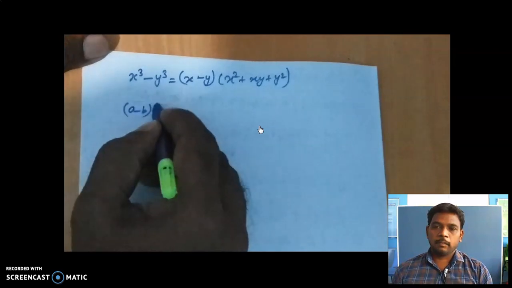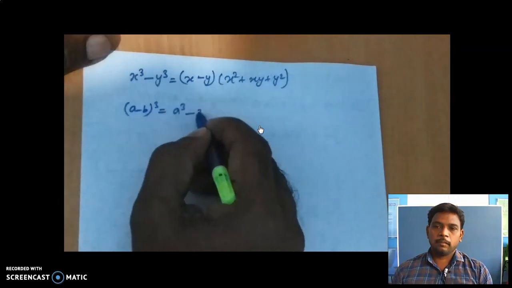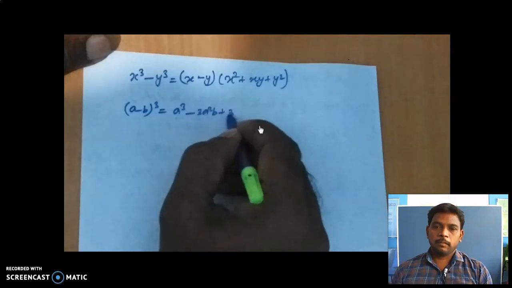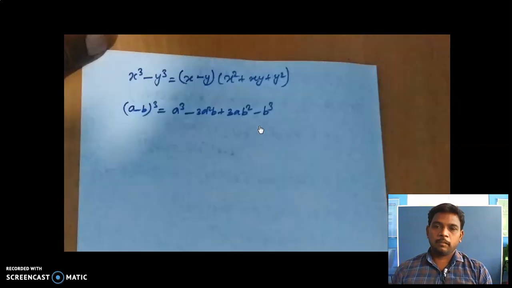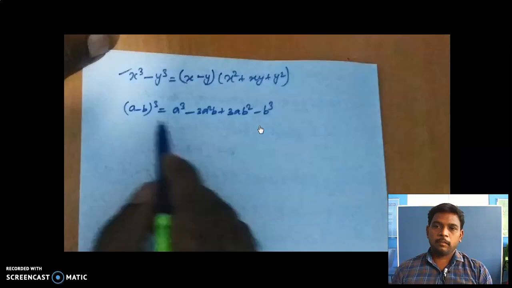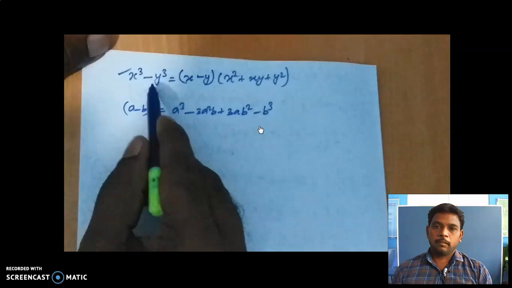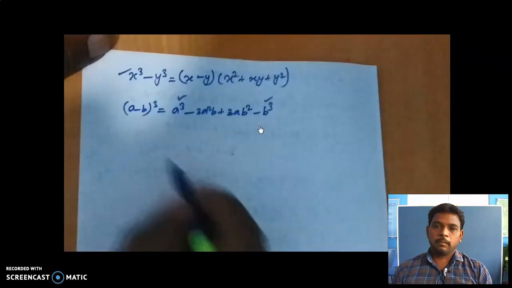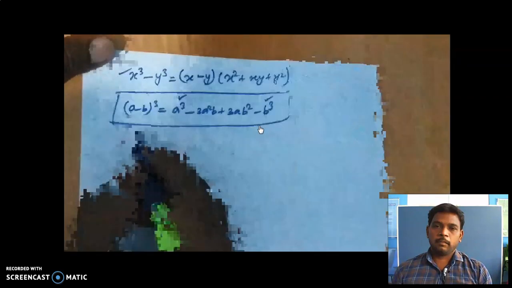So (a minus b) whole cube equals a cube minus 3a square b plus 3ab square minus b cube, right? So this is nothing but the (a minus b) whole cube formula. So here on the left-hand side, two terms are there with the cube terms and with negative sign. So a cube minus b cube. Now I convert this a and b into x and y because we are going to prove it in terms of x and y only.